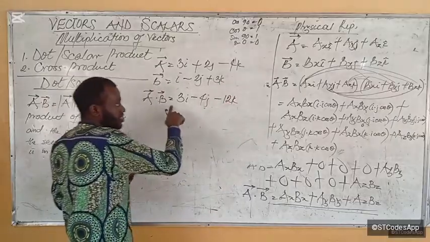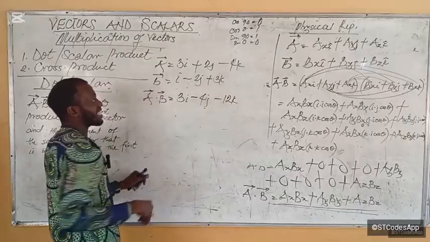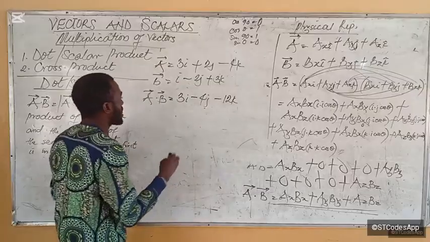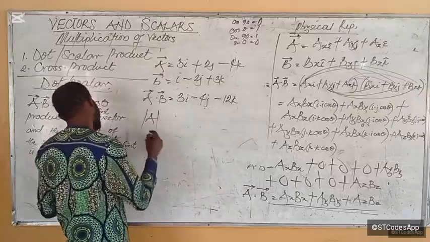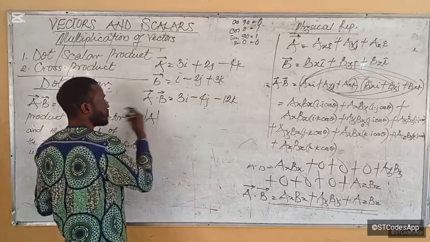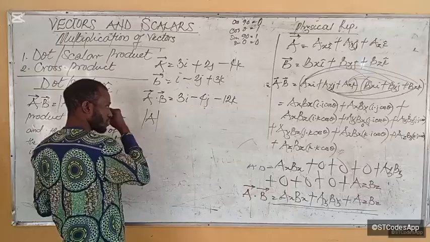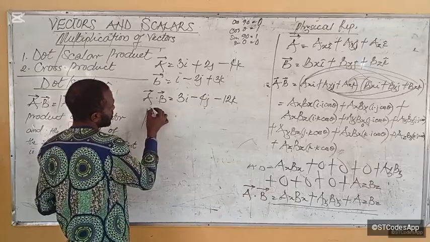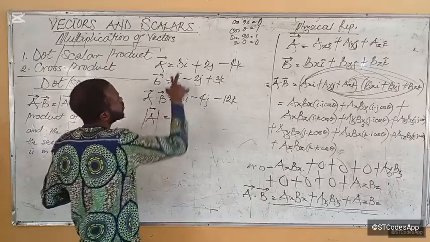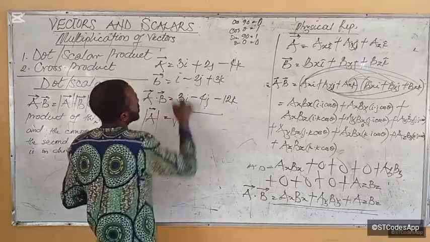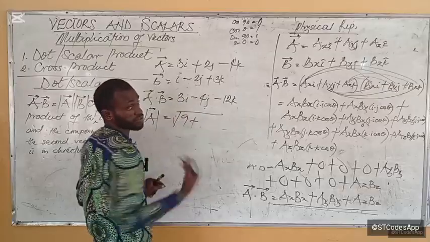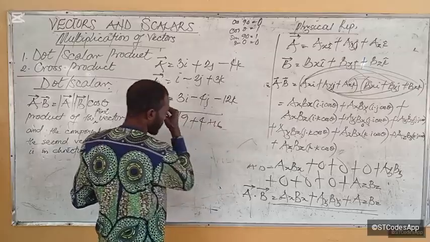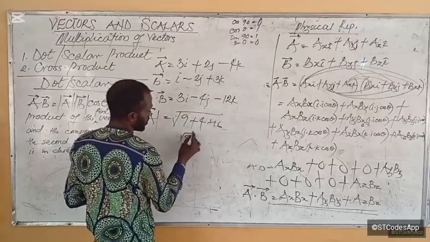So by the time you take the magnitude of this thing, it will be the same as taking the magnitude of this times the magnitude of this. Let's test that. What's the magnitude of A? The magnitude of A will be the square root of this, 9 plus, I've told you how to find magnitude, right? Square of this 4, square of this 16. This gives us 29. Square root of 29.